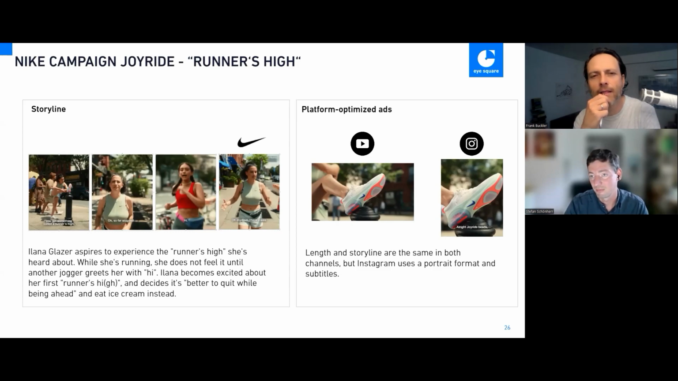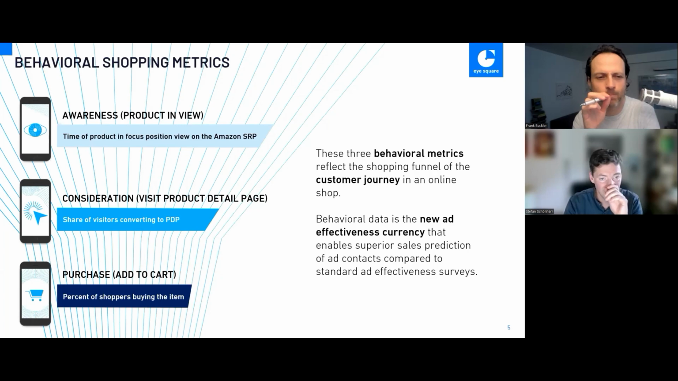So the question here again was how these different ads worked, and now we will dive into not recall rates, but let's say activation rates. We will look at how these ad contacts on YouTube and Instagram affect shopping behavior on Amazon. People were asked to look for runners on Amazon after they had contact on the different platforms. And the good thing about these data is that it's behavioral data. It's always much richer than you have in questionnaires.